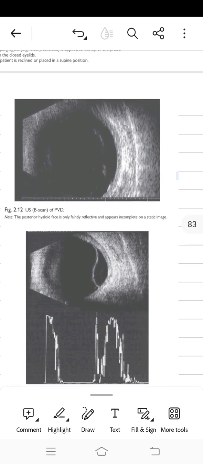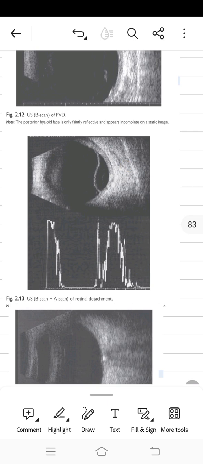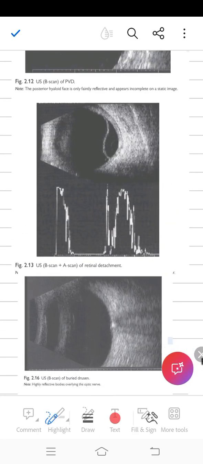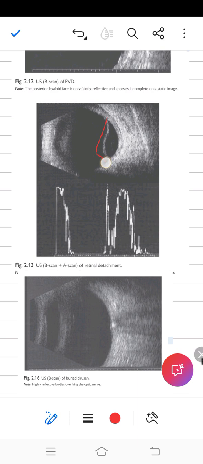A posterior hyaloid face is only faintly reflective and appears incomplete on a static image. Ultrasound of PVD. Ultrasound of retinal detachment, and both the A scan and B scan pictures are shown. Here is the detached retina, and here is the A scan.